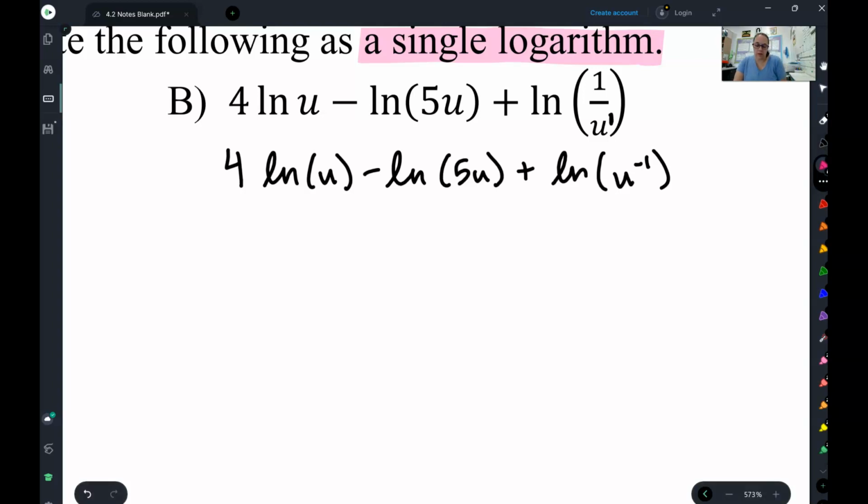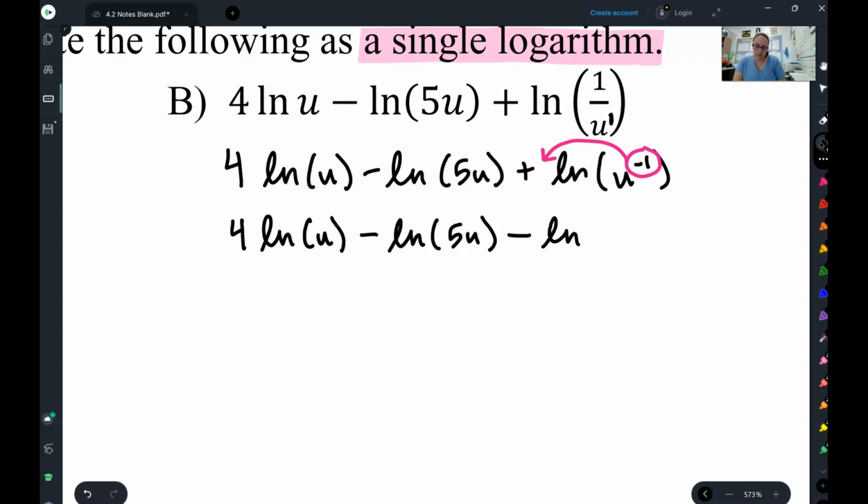Then I notice that I can take this negative 1 exponent and put it out here to make it a subtraction. So now I have this. So I would like you to pause the video at this point, work through this problem on your own, and then come back when you're ready to check how you did.